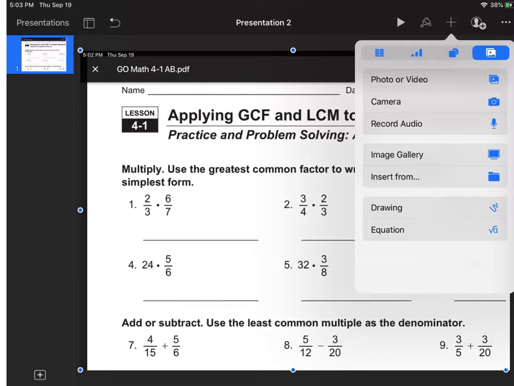How many times does 8 fit into 9? Just one time. 8 times 1 is 8. 9 minus 8 is 1. Bring down my 6. How many times does 8 fit into 16? 2 times. 8 times 2 is 16. 16 minus 16 is 0. There's no remainders. My final answer is just 12.